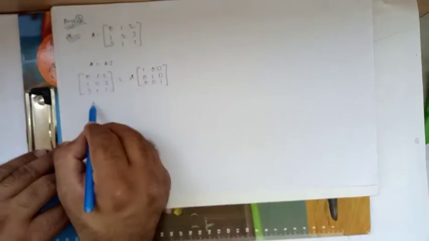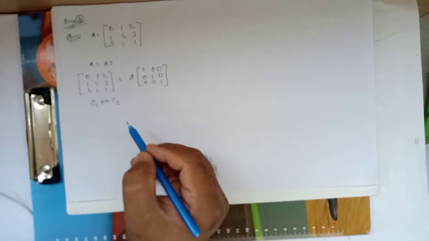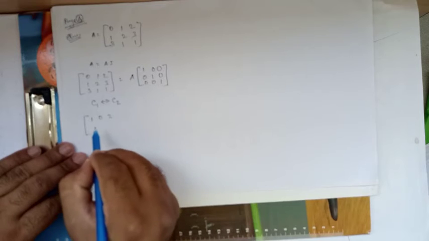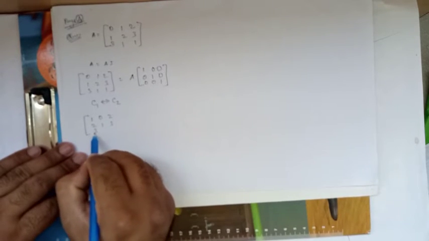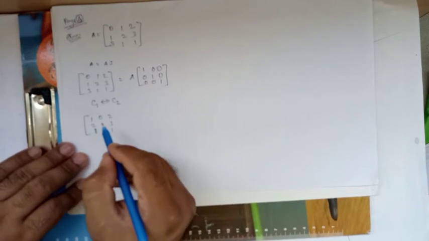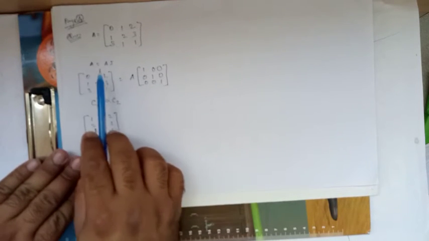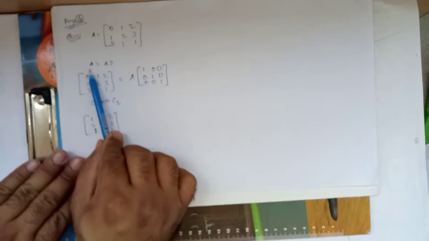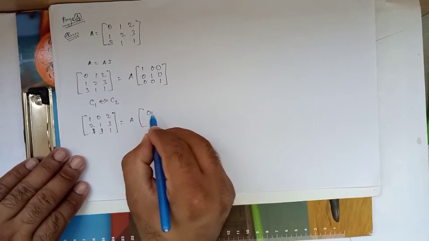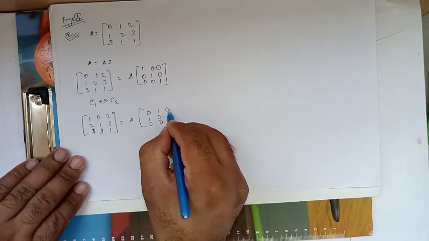Now what we will do, we will transform C1 to C2, and after that it will become 1 0 2, 2 1 3, 3 1, sorry, 1 3 1. This is column 2, this is column 1. What we are doing is we are interchanging these columns. So similarly we will perform here also. A, that will be 0 1 0, then 1 0 0, then 0 0 1.